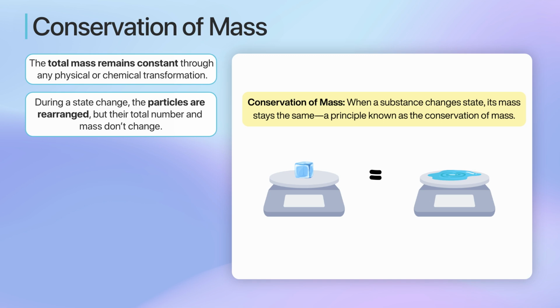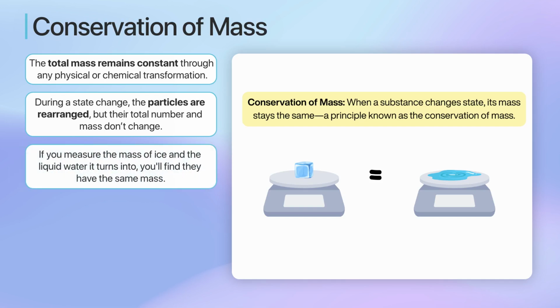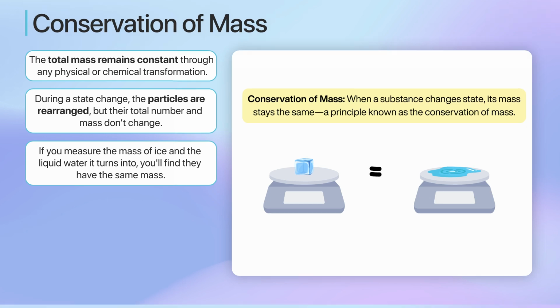It's akin to reshuffling building blocks. The shape can change, but the total number of blocks remains the same. For instance, if you measure the mass of ice and the liquid water it turns into, you'll find they have the same mass. This demonstrates conservation of mass during physical changes.